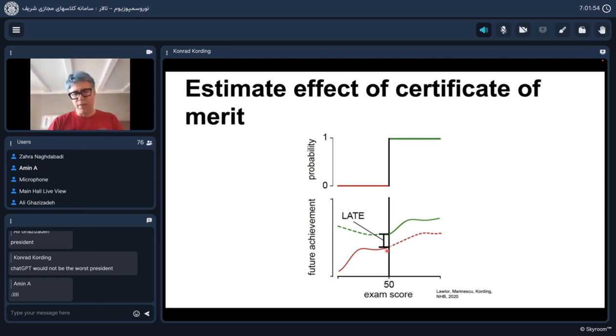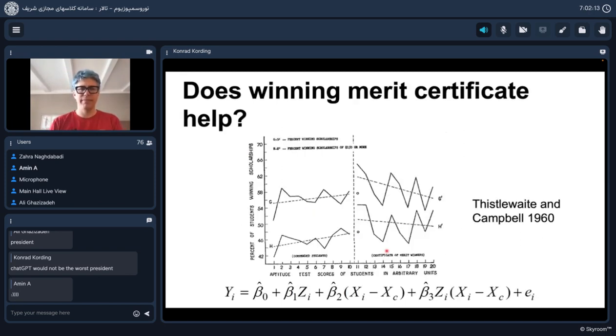There's a technical term, it's called as good as random, and it's very well defined. And under those assumptions, you can prove that you can produce an unbiased estimate of not the causal effect, but of the local average treatment effect, which is like the local version of the causal effect.